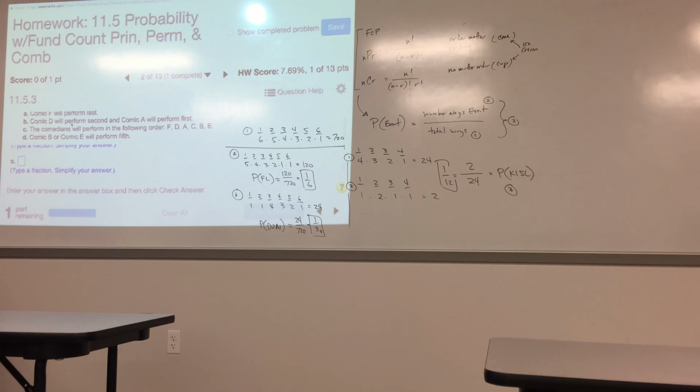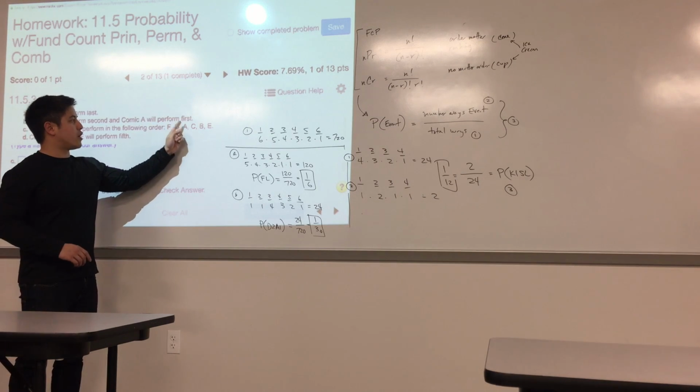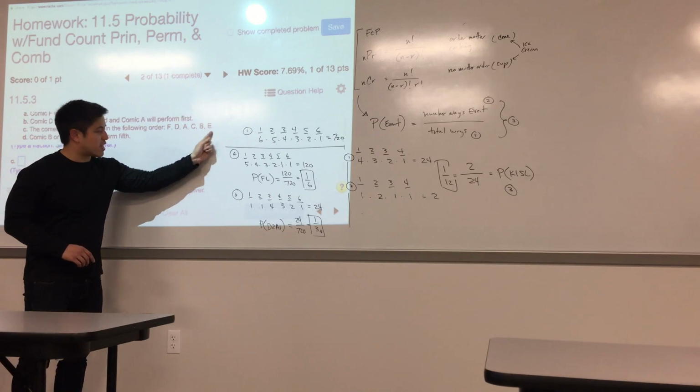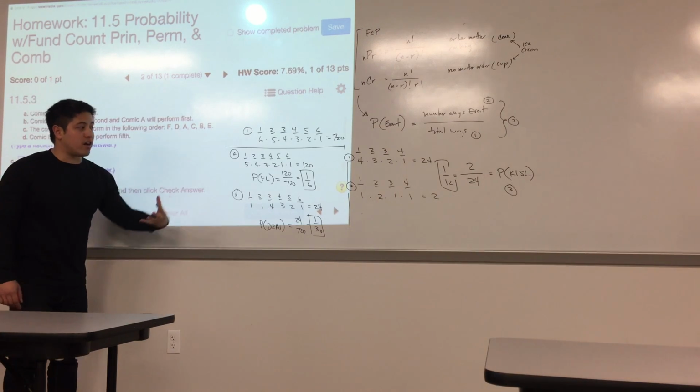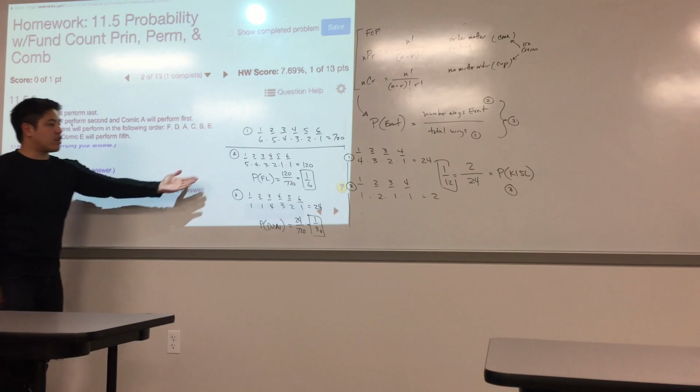The comedians will perform in the following order. Do you even have to put anything down? What does that tell us about our probability? It's going to be 1. Exactly. The fact that they tell us exactly the order they want for all 6 tells us that's one of the 720 ways that you can do it. You don't have to do anything.